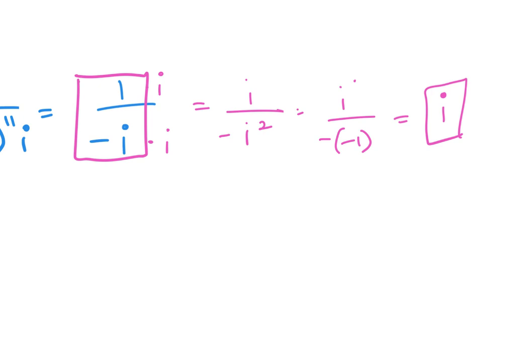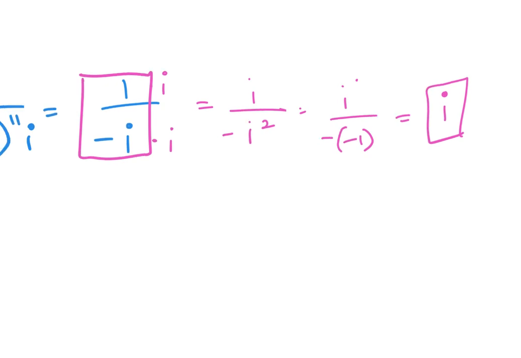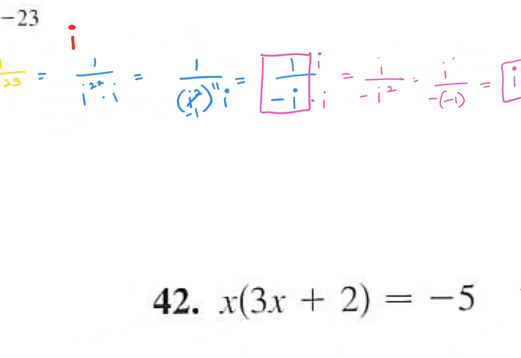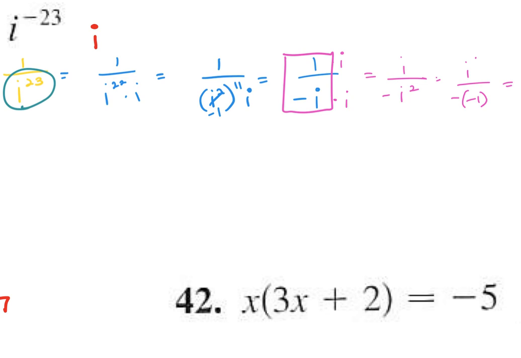This was on the review packet too, but the shortcut for i's: once I move it to the bottom, because it's got to be in the bottom, like i to the -23 had to go to the bottom. But if it was just i to the 23rd, it's odd. If it starts odd, and then we divide by 2, and it stays odd, then it's a negative i. If after we divide by 2 it becomes even, then it's a positive i.